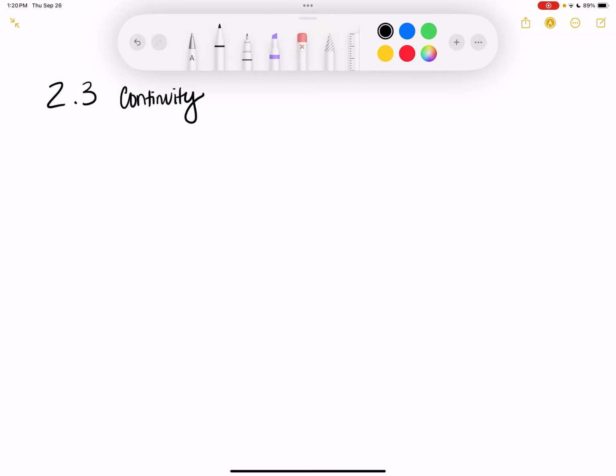We may finish this section today, but I was planning on also spending tomorrow on it, so we'll just see where we're at. Just because there's not a ton of examples, because there's not a ton in this section.